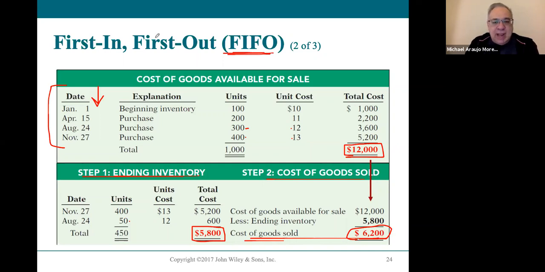Okay. So again, FIFO, you look at the list, the first ones in have been sold, which means they're part of cost of goods sold. This number down here. The ones that are still in the store are inventory. They would be from the bottom of the list. After you've crossed out all the ones that have been sold, the rest is the ones on the bottom.